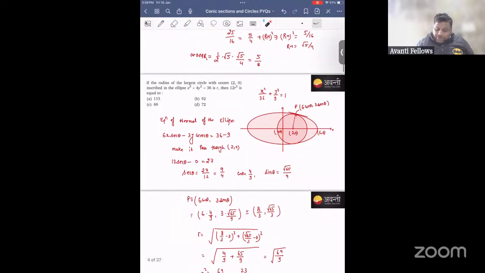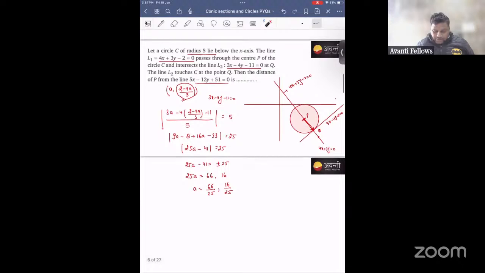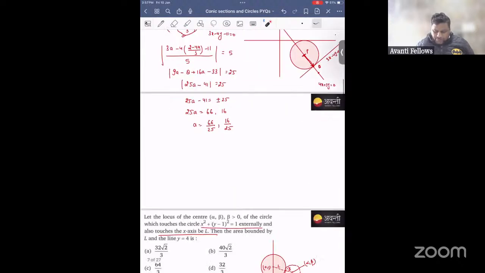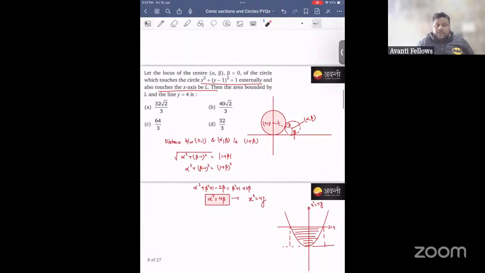In this question, we are looking for a common normal of both the circle and the ellipse. So I took a point here, 6 cos theta, 3 sin theta. And this common line, I wrote a normal of the ellipse and made it pass through the center of the circle, which they are saying 2 comma 0. You got theta, you got the point 6 cos theta, 3 sin theta. Then we have done this question. This was a pretty easy question. Now again, get the locus. Locus was a parabola and it was easy to find in this question.